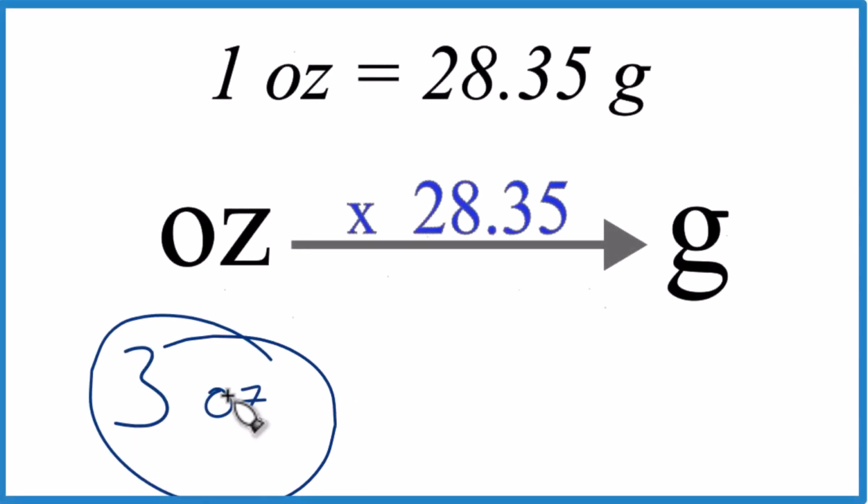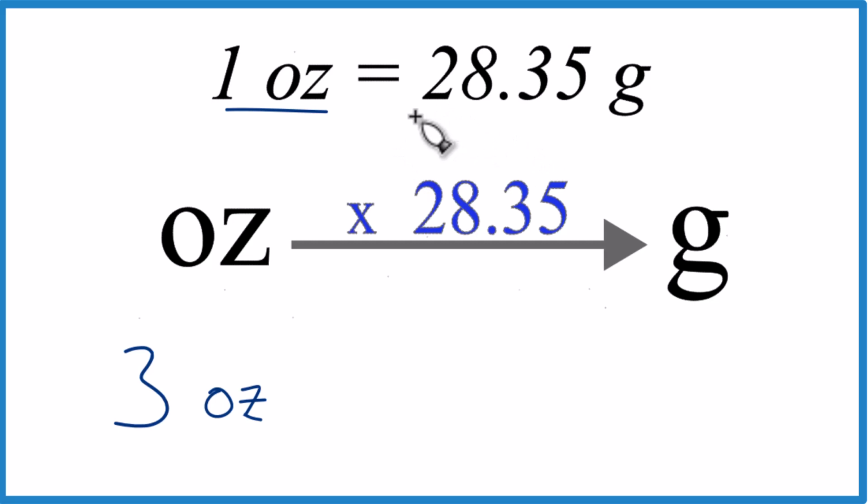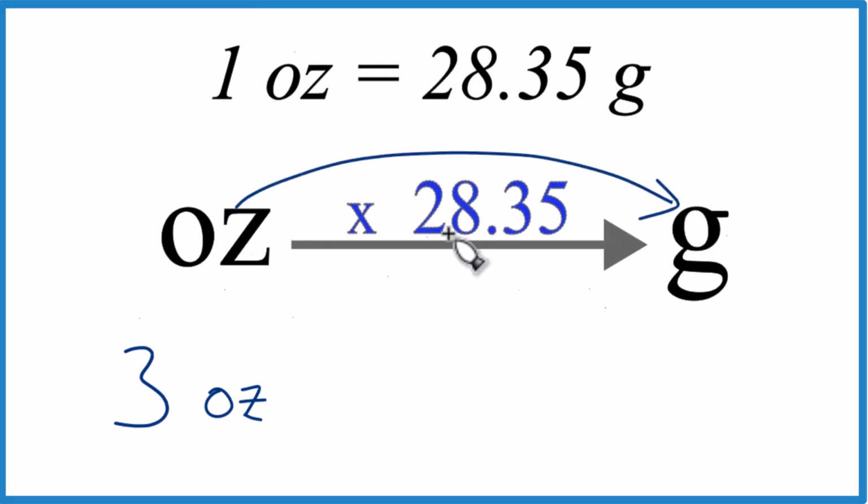Let's convert 3 ounces to grams. So if you have 1 ounce equals 28.35 grams, we call that a conversion factor, so you need to know that. And if we're going from ounces to grams, we're going to multiply by 28.35. If you went from grams to ounces, you just divide by that number.